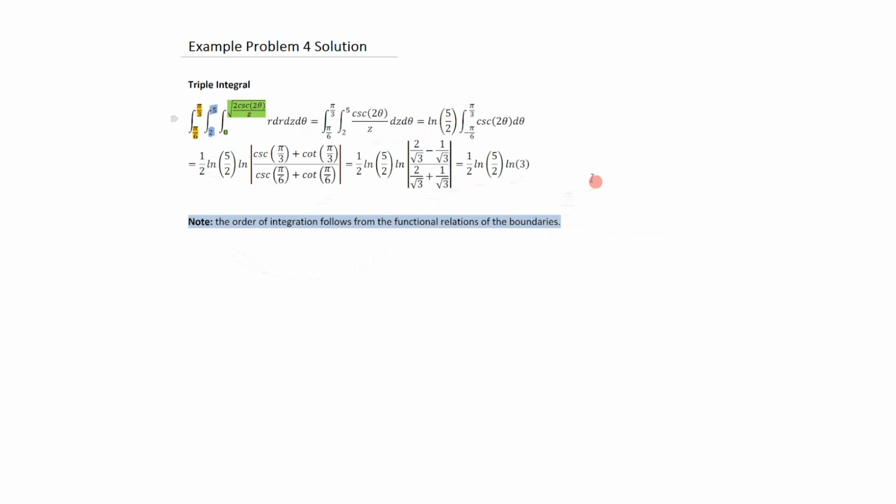The main thing here is to understand what the region looks like, how to set up the bounds, and understand what the Jacobian is. I think that if you can do that, you've more or less mastered the material.